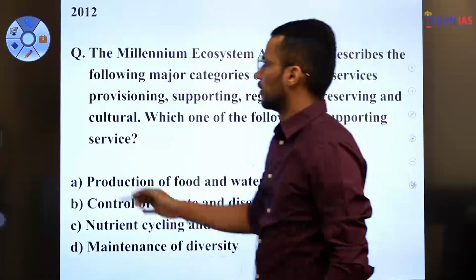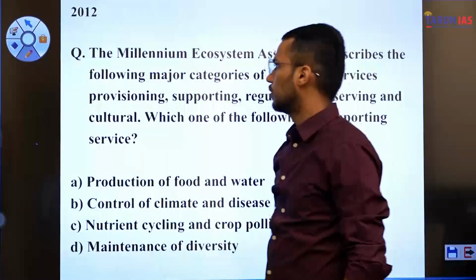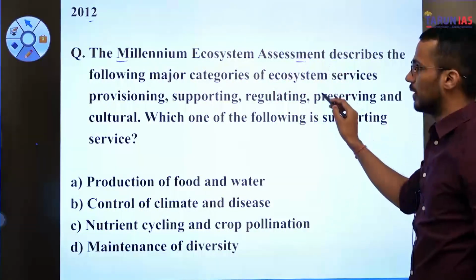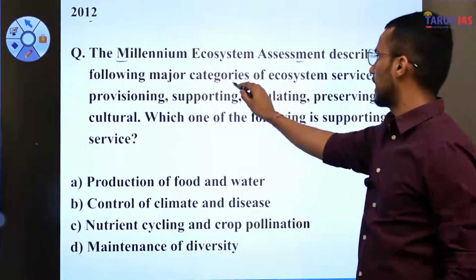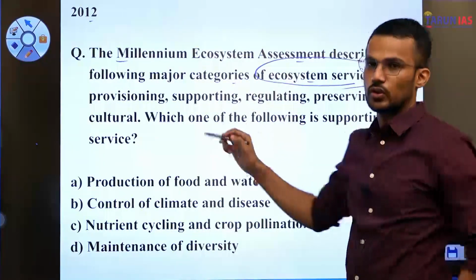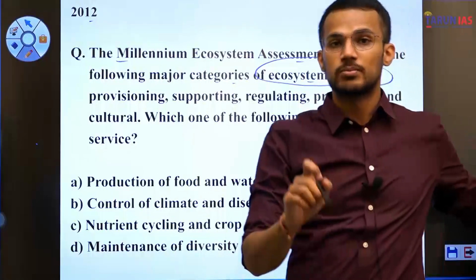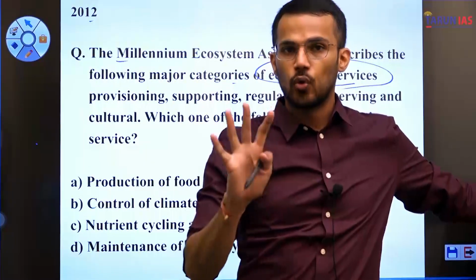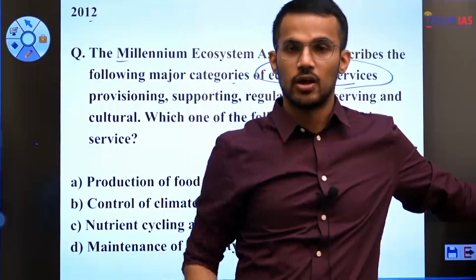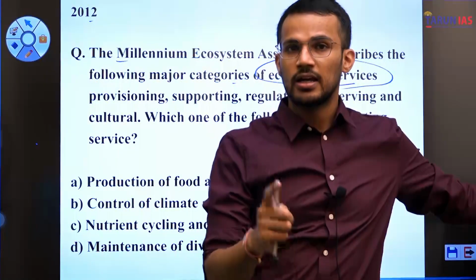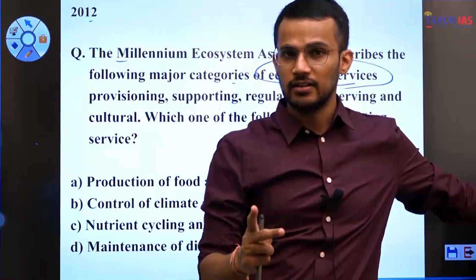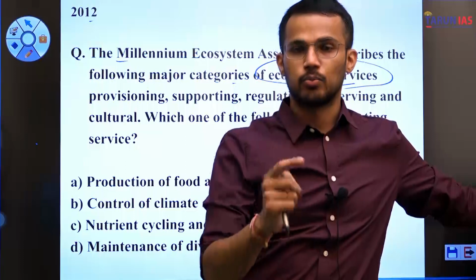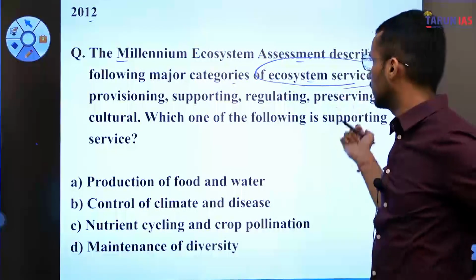Next question now. Question of 2012. The question of 2012 is about the Millennium Ecosystem Assessment, which describes the following major categories of ecosystem services. So again, the question is about ecosystem services, which we have discussed just now. I hope you remember that there are 4 different types of services that we receive. What are those services? First is provisioning service. Second, regulating service. Third, cultural service. And fourth, supporting service.